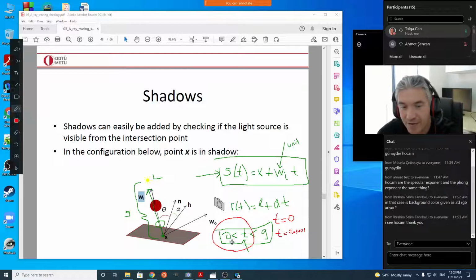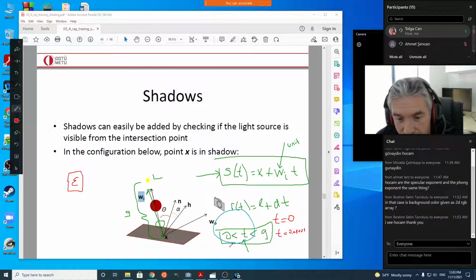So what in reality we do is, we determine some epsilon, depending on our floating point or double precision. Instead of checking this t against a 0 directly, we check it against this epsilon. Okay, so if t is larger than epsilon, then we treat that there is a shadow for this light source.